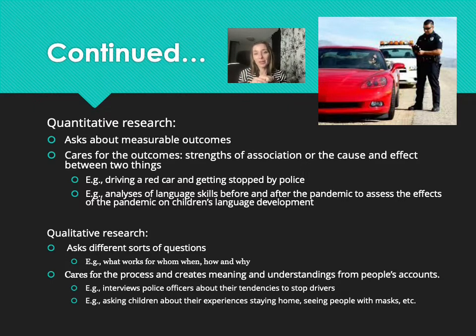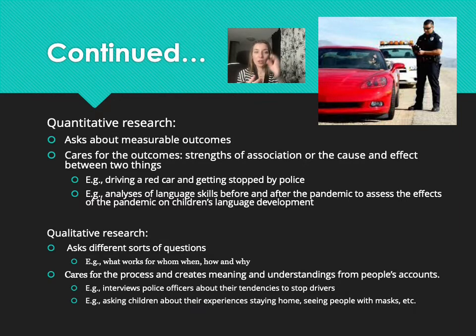So my example is, and I do it in my quantitative courses too, there has been a theory, an assumption, I don't know what it was, that if you drive a red car, you're more likely to get pulled over. So the relationship here in a quantitative study is driving a red car and getting stopped by a policeman, pulled over. So the outcome is how many times you've been pulled over driving that red car.